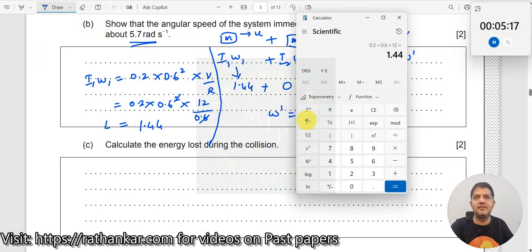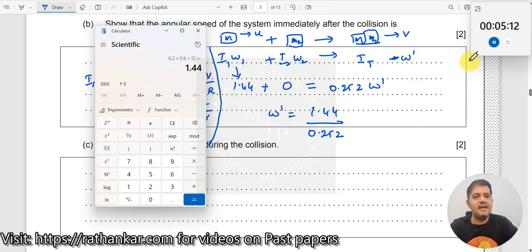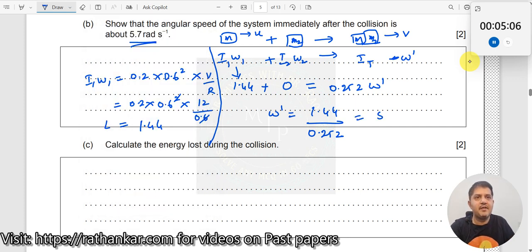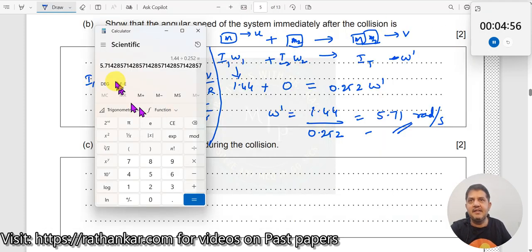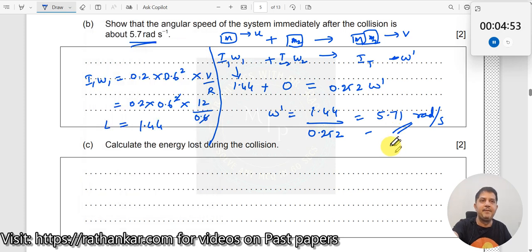When I do this, what is the answer I get? 1.44 divided by 0.252 will give you 5.71 radians per second. What is expected? 5.7 over here, so this is closely 5.7. So we have got the answer correctly. Let us look at the answer once again. This is 5.714. So we are doing it correctly.